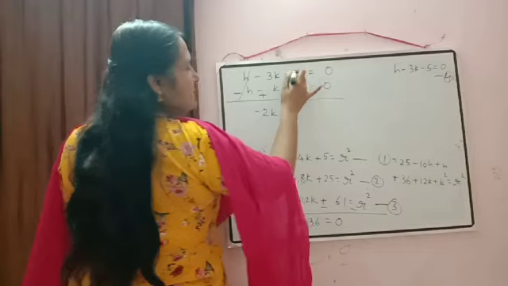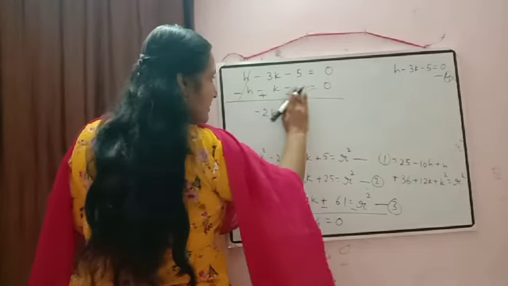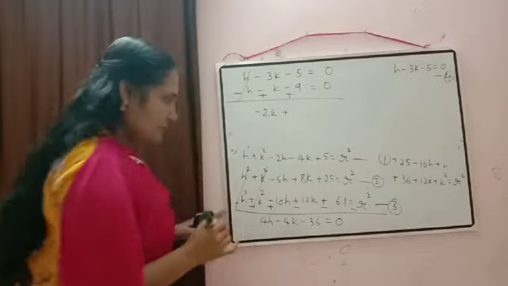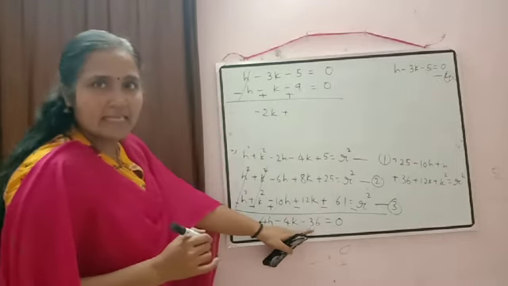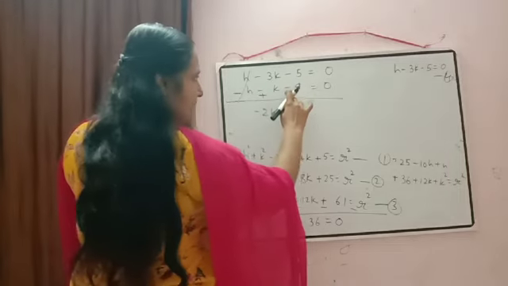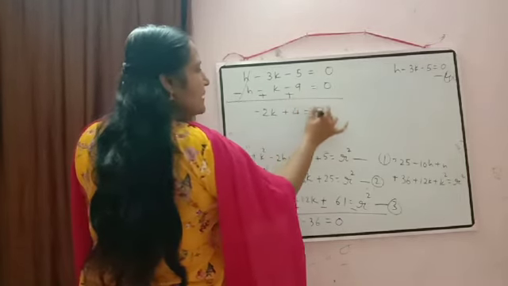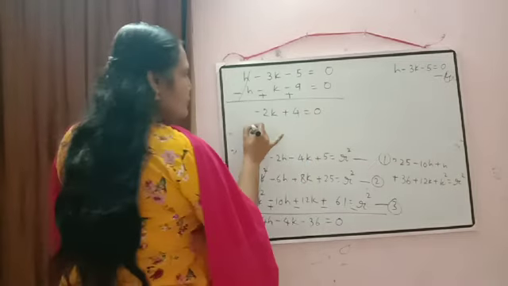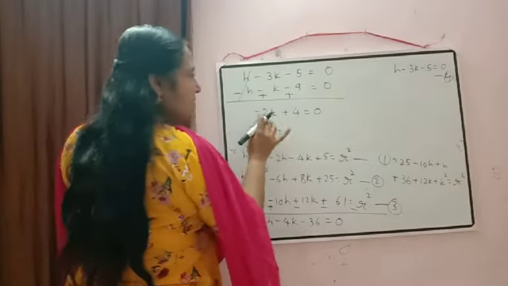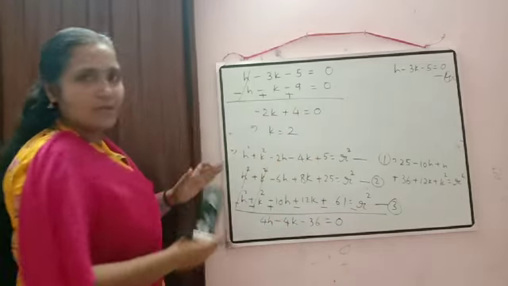Here 36 minus 5. Now here 36 will not come here, we divided it by 4. So 9 will come. Correct? Minus 9, so here plus 9. So 9 minus 5 will be equal to 4 is equal to 0. So from here what we are getting? Minus 2k, 4 will go there, then we will get k is equal to 2.